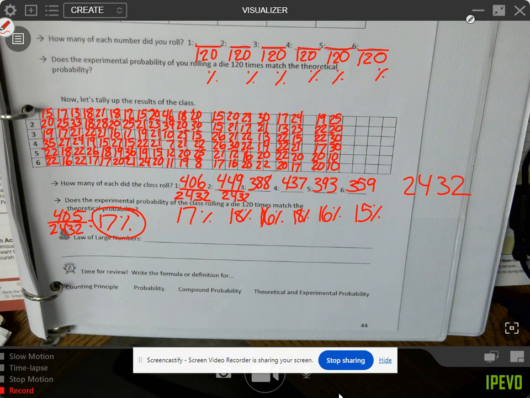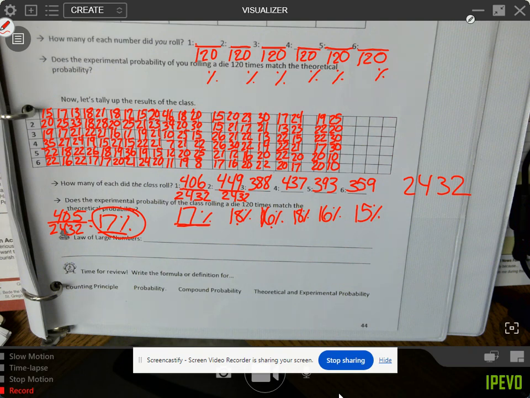When you look up at your own personal experiment percentages, what kind of percentages did people get? What did you get for the ones? 15, 19, 15. Okay, so I'm hearing 15, I'm hearing 19. I see here our ones was dead on. We had an 18 and 16, which is going to be closer to that 17% than 15%, right?